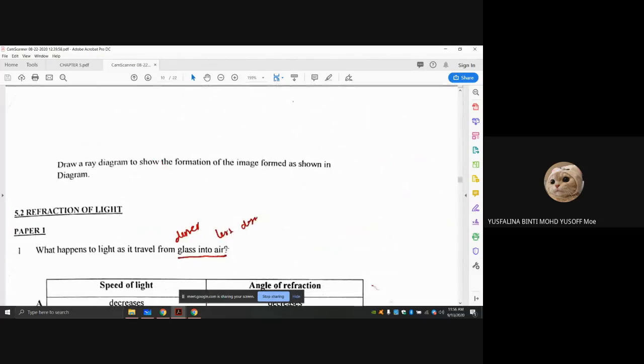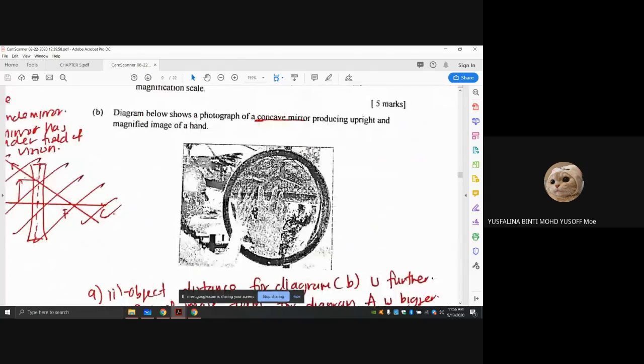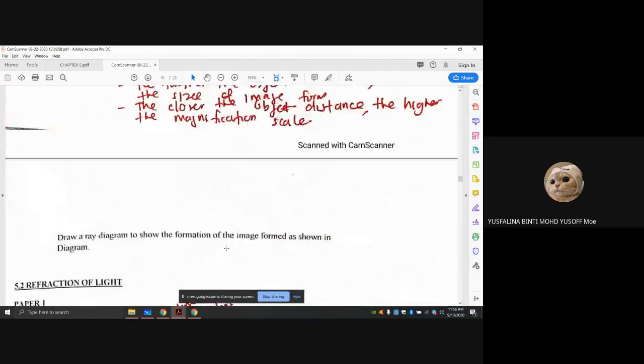Draw a diagram to show the image as shown in. I think this one is for another question.